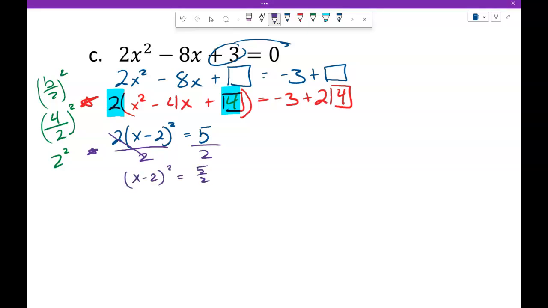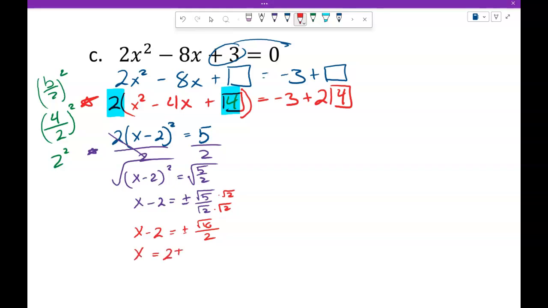We have 5 halves. We apply our square root property. Don't forget the plus minus. We have square root of 5 over square root of 2. We will need to rationalize this. Square root of 10 over 2. And then we can go ahead and bring our constant over, 2 plus or minus the square root of 10 over 2. So we only really added in one step, and the division ends up being done later while we're completing the square with the leading coefficient.